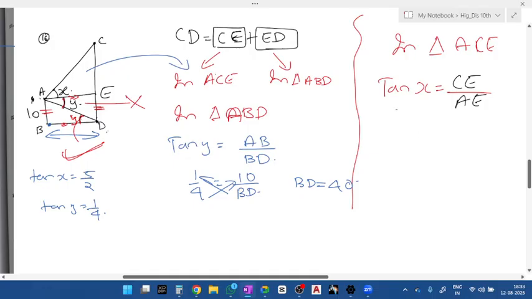They'll reduce marks. Right? Tan X. And just mention here BD is equal to AE, that is equal to 40.